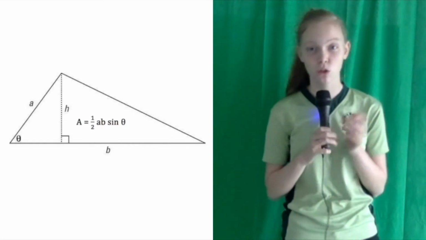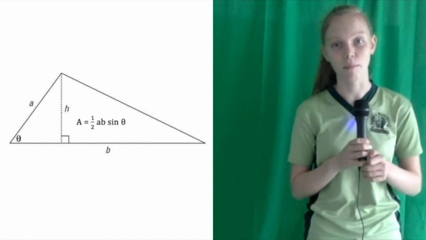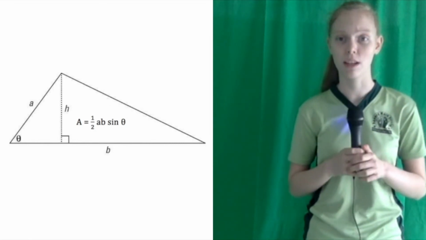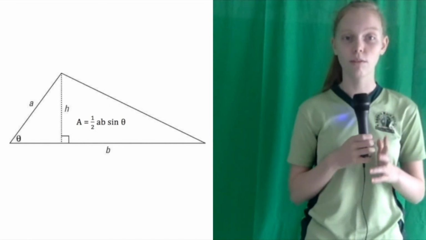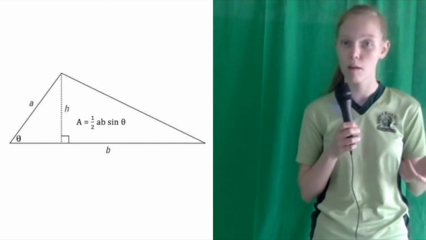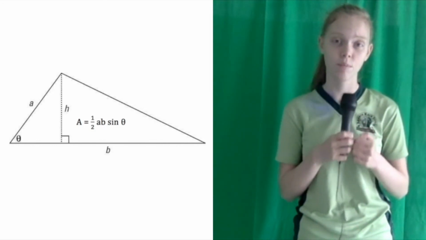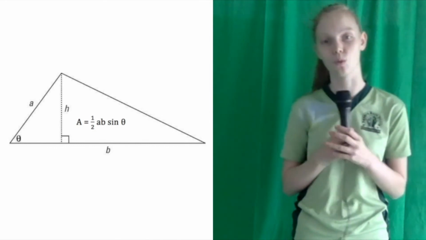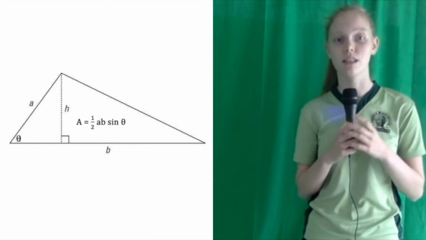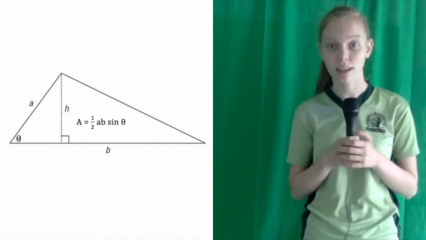But sometimes you won't be given the base or the height. Lots of times you'll be given two sides and the angle between them. And you'll have to figure out the area just from that. Well, the formula is 1/2 times the product of the two sides times the sine of the angle between the two sides. And that is the alternate triangle area formula in case you can't use base times height.